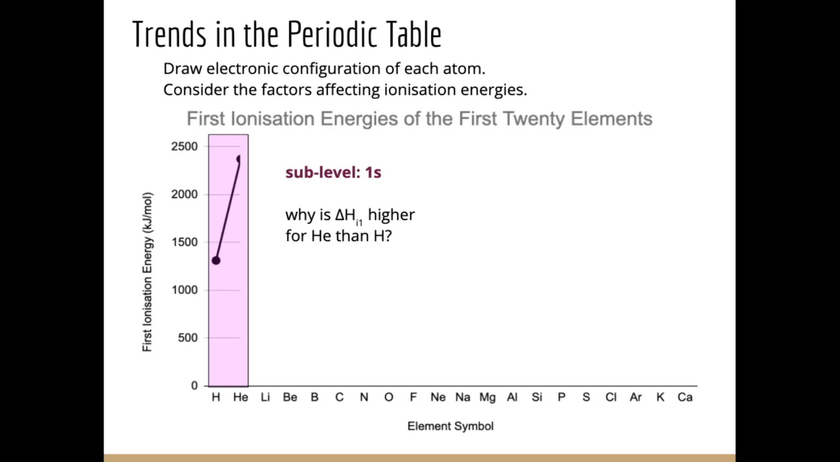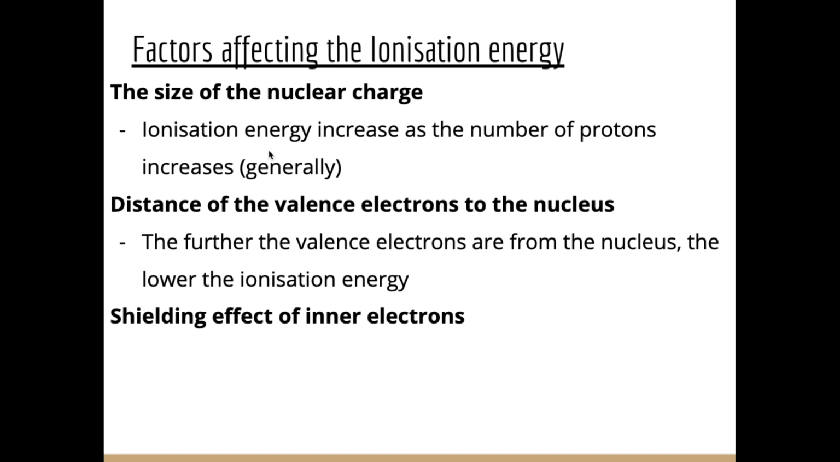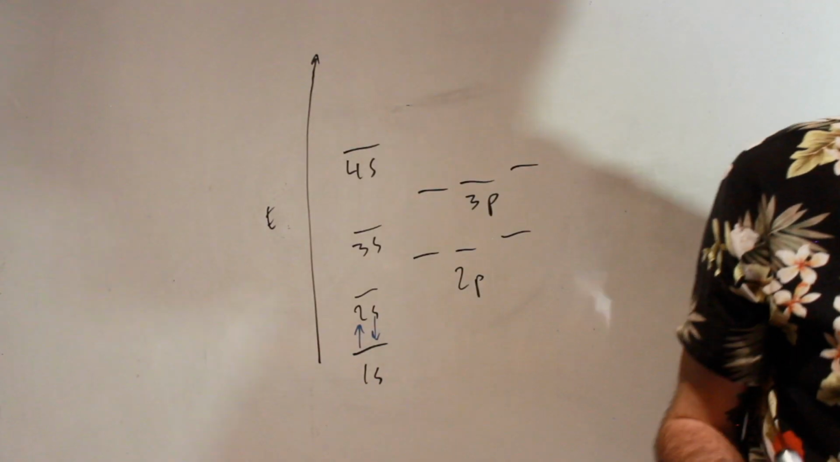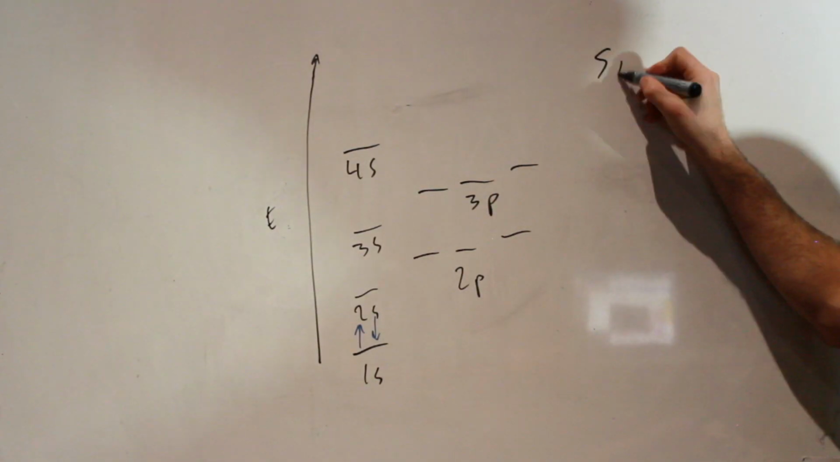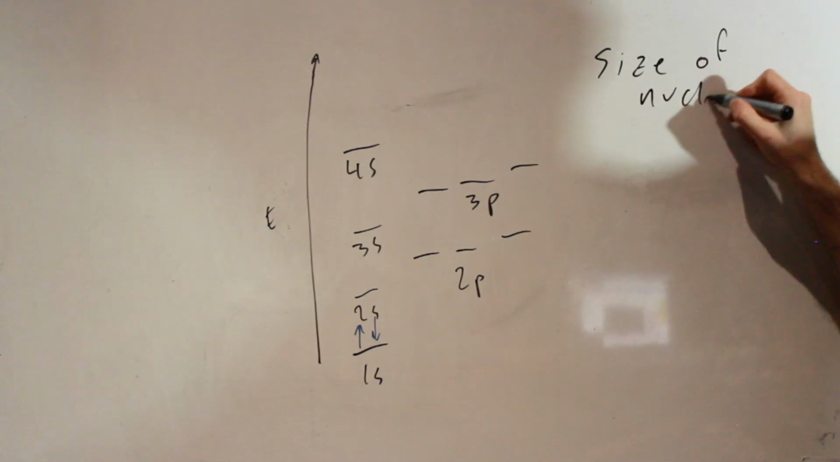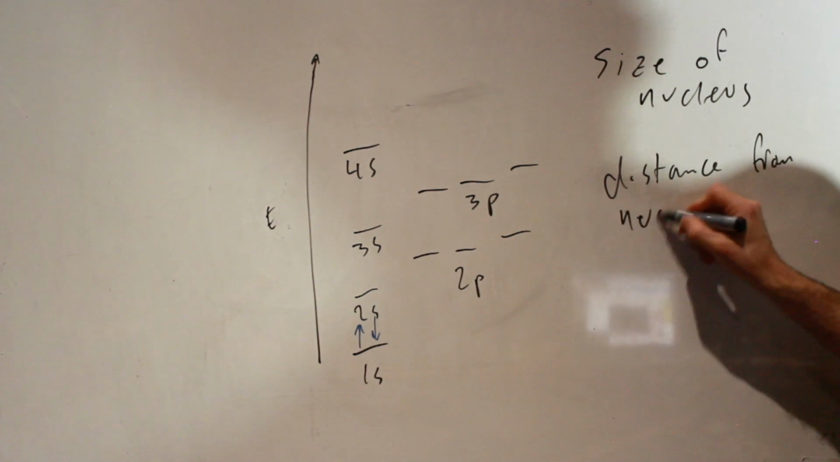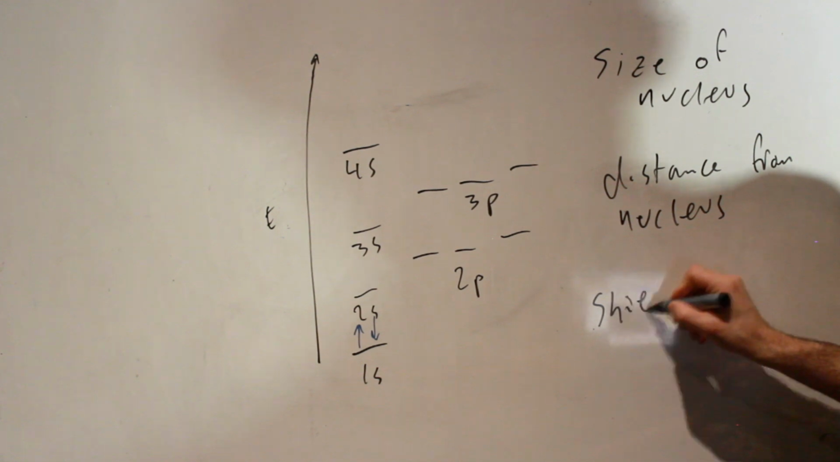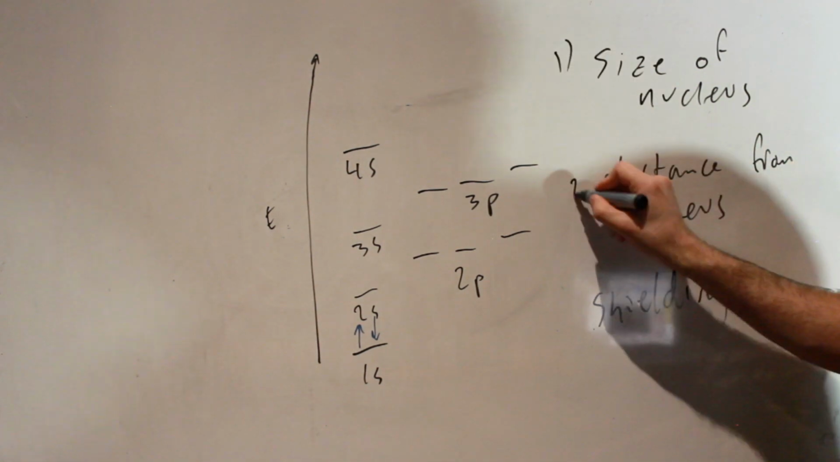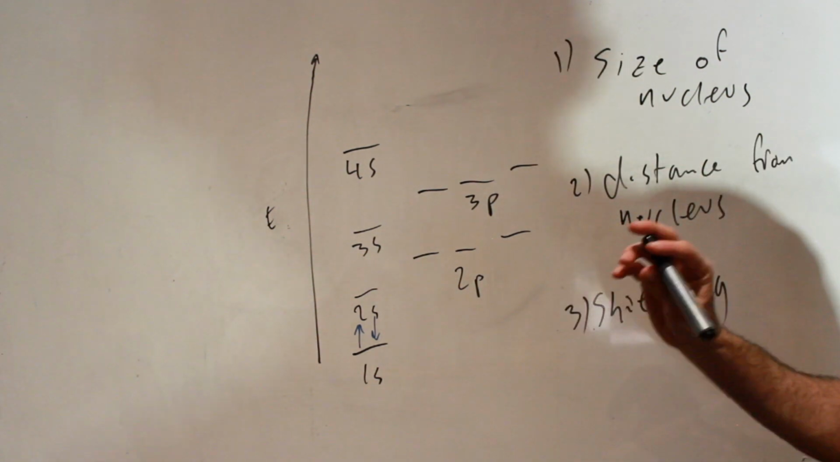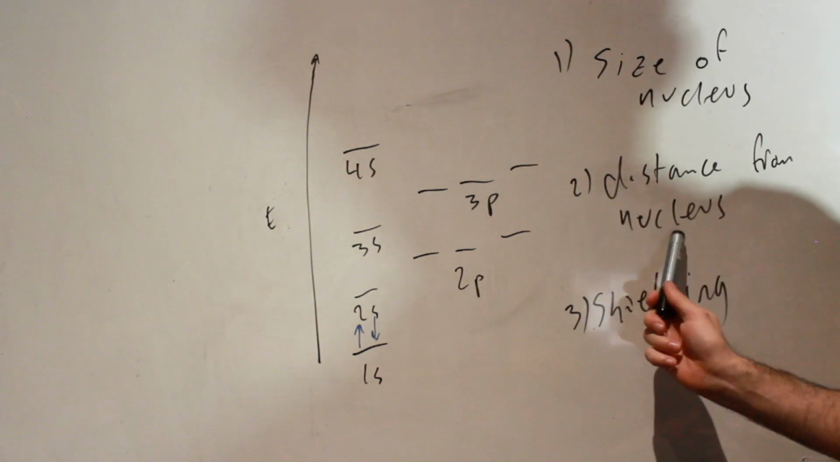Question. Why is the delta H of the first ionization energy higher for helium than it is for hydrogen? We've got to consider these factors that affect the ionization energy. So the factors are the size of the nucleus, the distance from the nucleus, and then the effects of shielding. All right, so in the case of hydrogen and helium, they are both in the same quantum level. So the distance from the nucleus is the same.